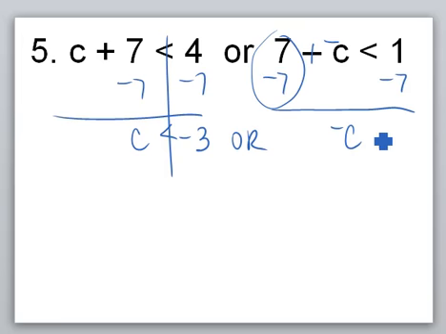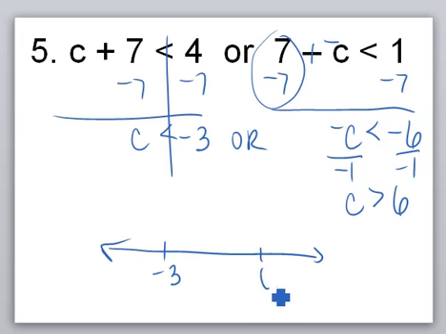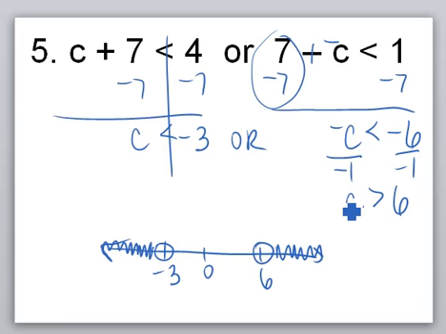So you get negative c is less than negative 6. This is a negative 1 out in front, so we're going to divide by a negative 1. There's that case where I have to flip the sign because I divided by a negative on both sides. So I'm ready to graph my answer. It says that I'm supposed to be less than negative 3, open dot, or greater than 6. One or the other.